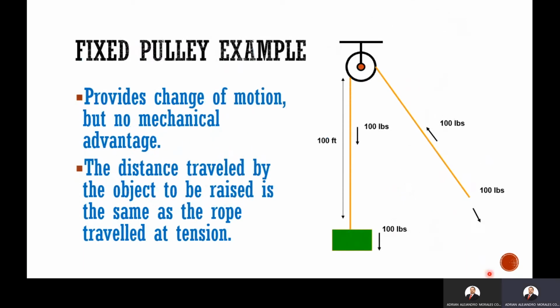As an example, I'm showing you 100 pounds that are being pulled up by a pulley. In this case, it provides a change of motion, but no mechanical advantage, as we mentioned before. Also, the distance traveled by the object is the same as the rope traveled by tension, which means if the object travels 100 feet, it's the same 100 feet you need to pull the cord or the line to get this object to rise.